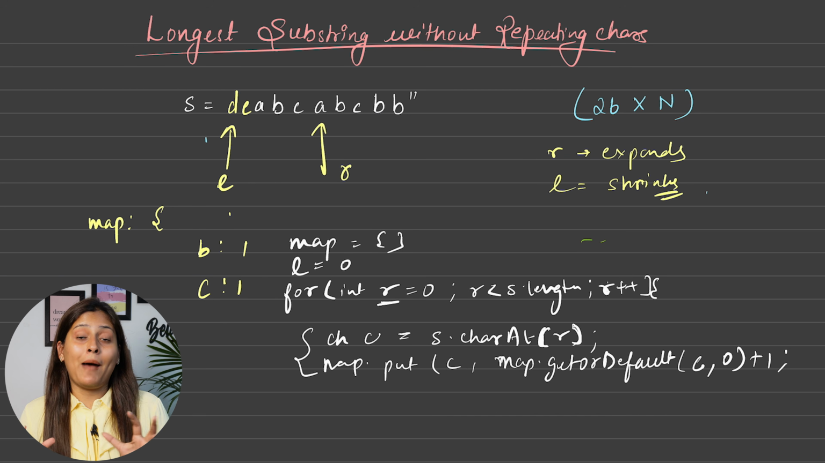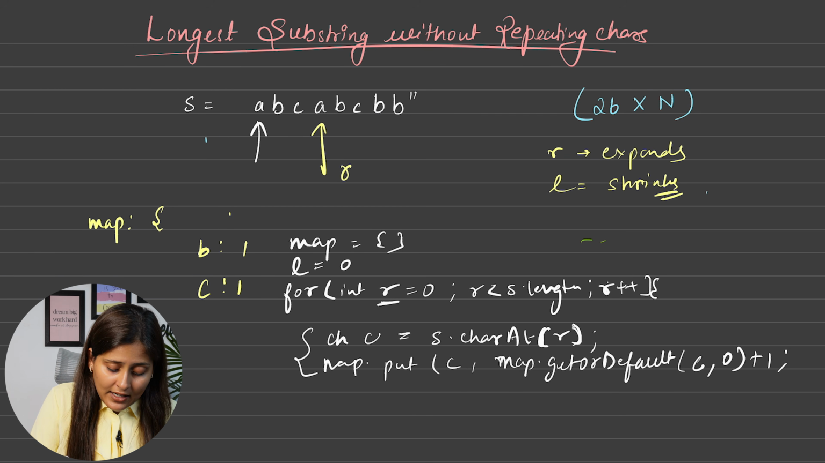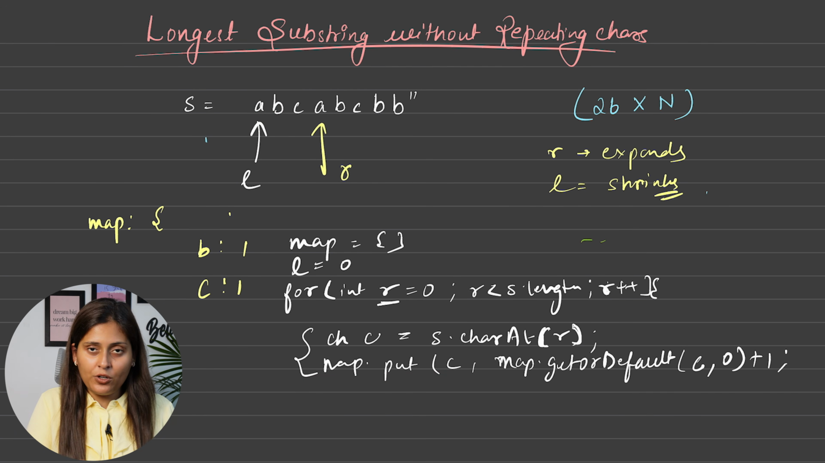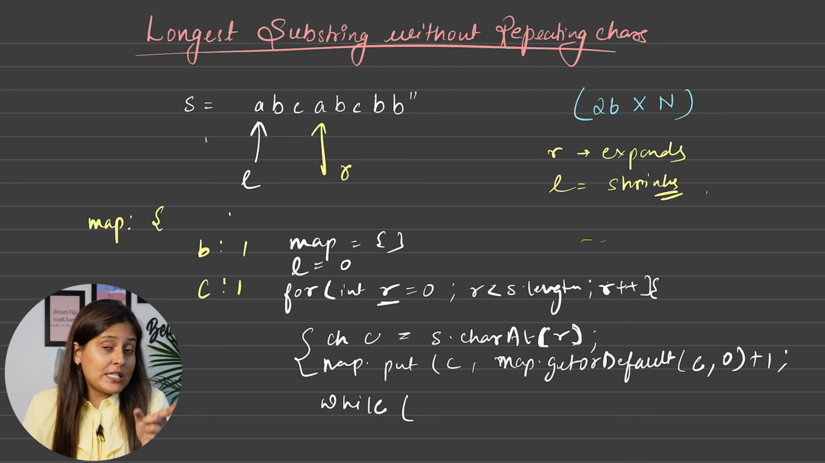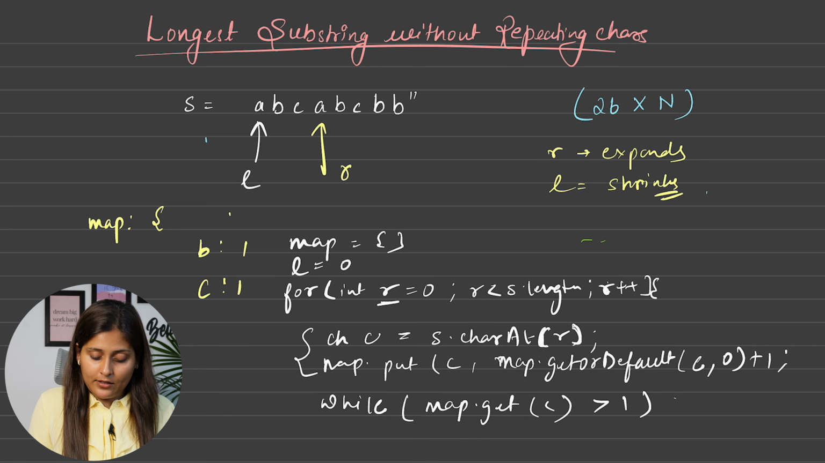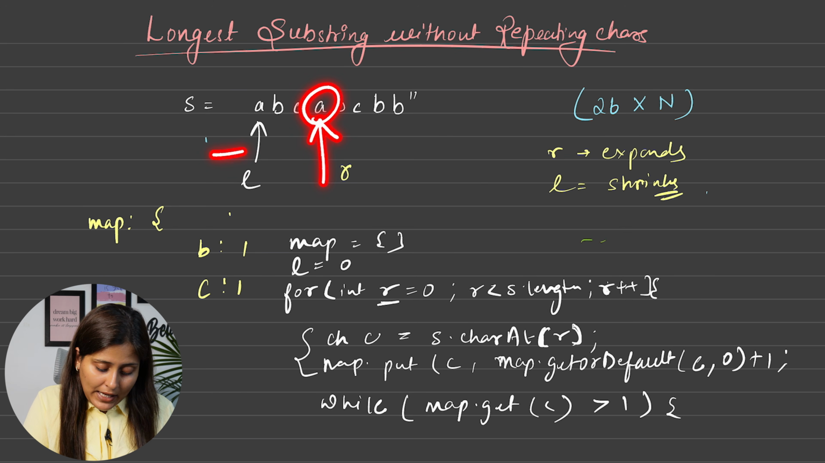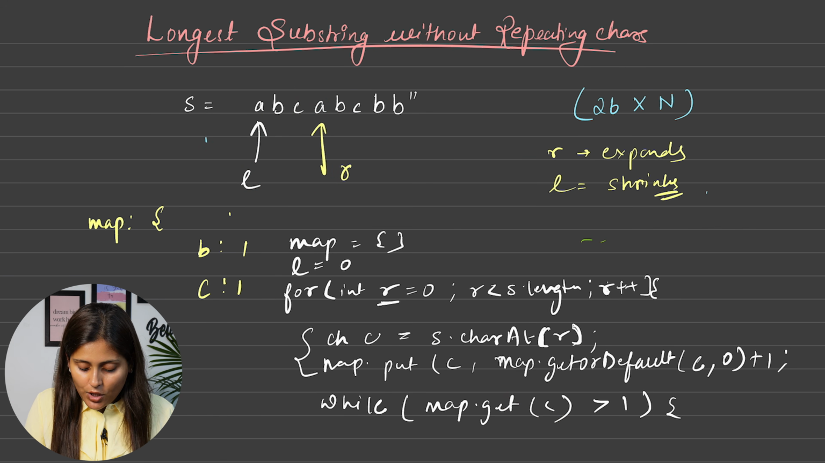After adding it into the map, we have to check what if the frequency is greater than 1. Initially, when we add the A character, the frequency will be 1 only, so it won't be greater than 1. But in the duplicate case, definitely the frequency will be greater. So while map.get(C) is greater than 1, remember when our R is A, this A frequency will become 2. So we have to shrink towards the right side with the left pointer until this A gets removed. That's what we are checking: until the frequency of this character in the map is greater than 1, we have to keep on shrinking.